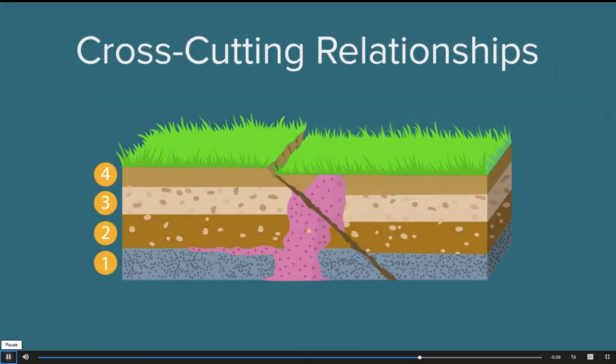Sometimes rock formations may break or fracture. When rocks move along a fracture line, the fracture is called a fault. The principle of cross-cutting relationships states that when one geological feature cuts across another, the feature that it cuts across is older. So the fault is younger than the intrusion, which is younger than the other rock layers.